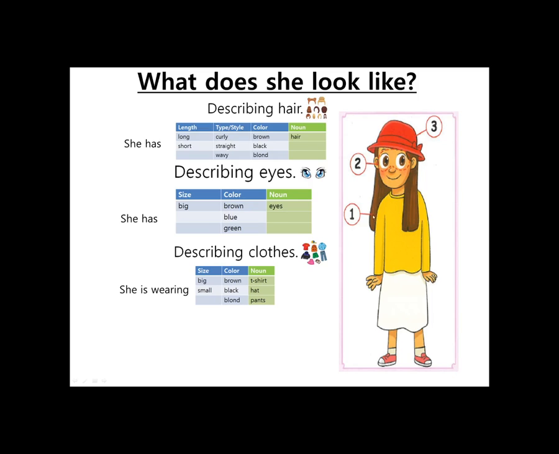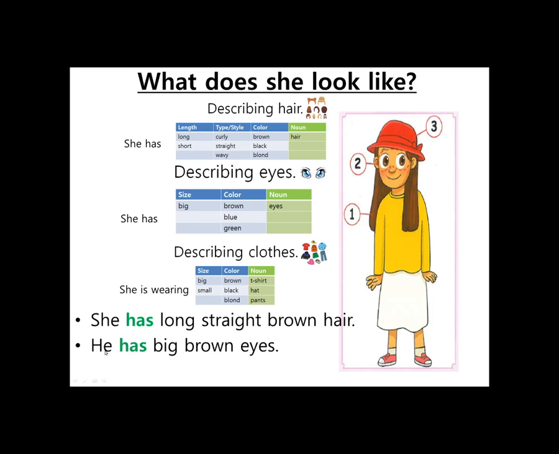Okay, so let's describe her hair. Number 1. She has long, straight, brown hair. Okay, number 2, eyes. So have a look. I think they're big, and I think they are brown. So she has big brown eyes. It should be she. She has big brown eyes. I'll fix that after this last sentence.